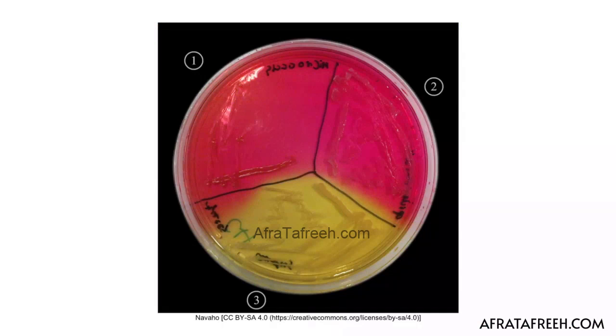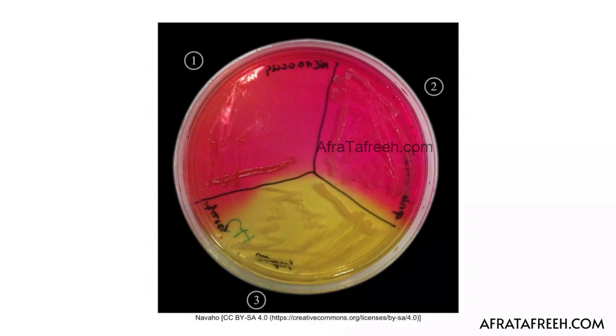This is an image of a mannitol fermentation test. Mannitol salt agar contains a high sodium chloride content and the sugar mannitol, which together act as a selective medium. The agar also has a pH-sensitive dye. Therefore, when organisms ferment mannitol, the acidic waste product causes the pH-sensitive dye to turn yellow.